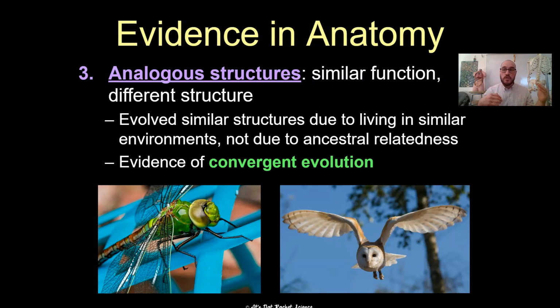So yes, a dragonfly and an owl here both have wings, but the structure of their wings is totally different. That owl's wing is way more similar to my arm than it is to that dragonfly's wing. All right, so they're solving the same problem. Same thing with a bat. Another example of convergent evolution here.